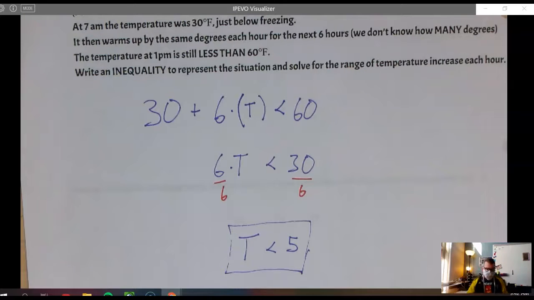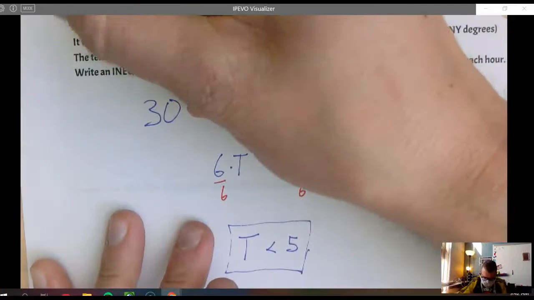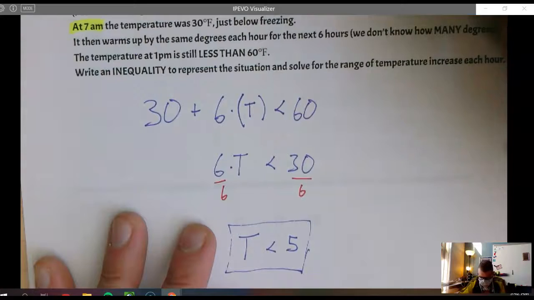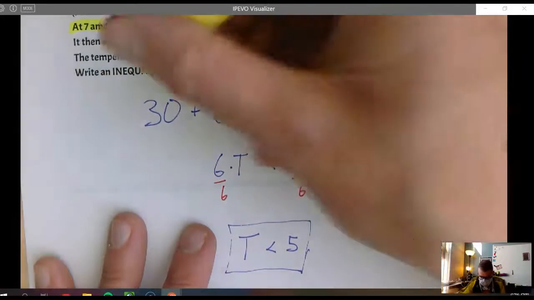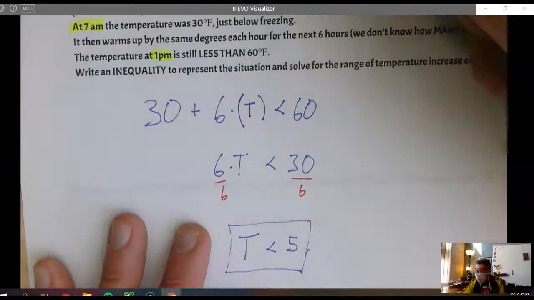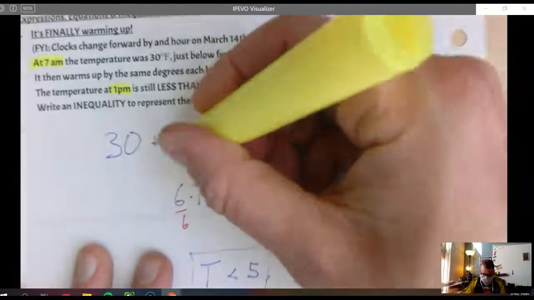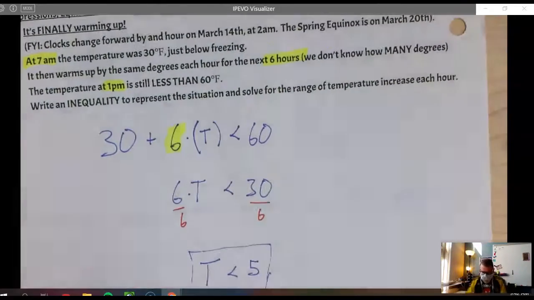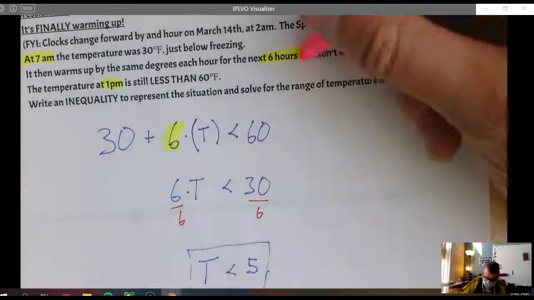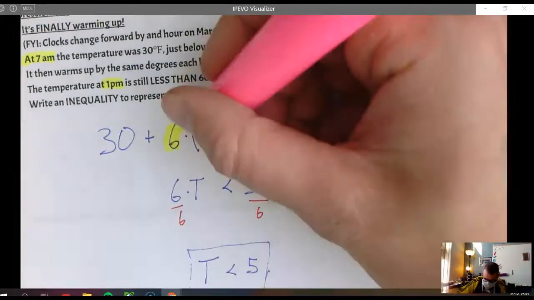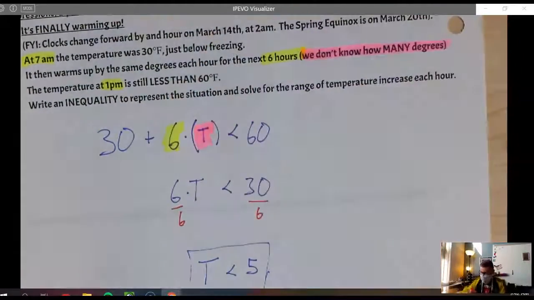This was a bad problem. I probably wrote this problem poorly. You had to first figure out that between 7 a.m. and 1 p.m., you had to see 6 hours, right? So that's where the 6 came from. The how many degrees? Well, I tell you, we don't know that. That's where the T comes from.